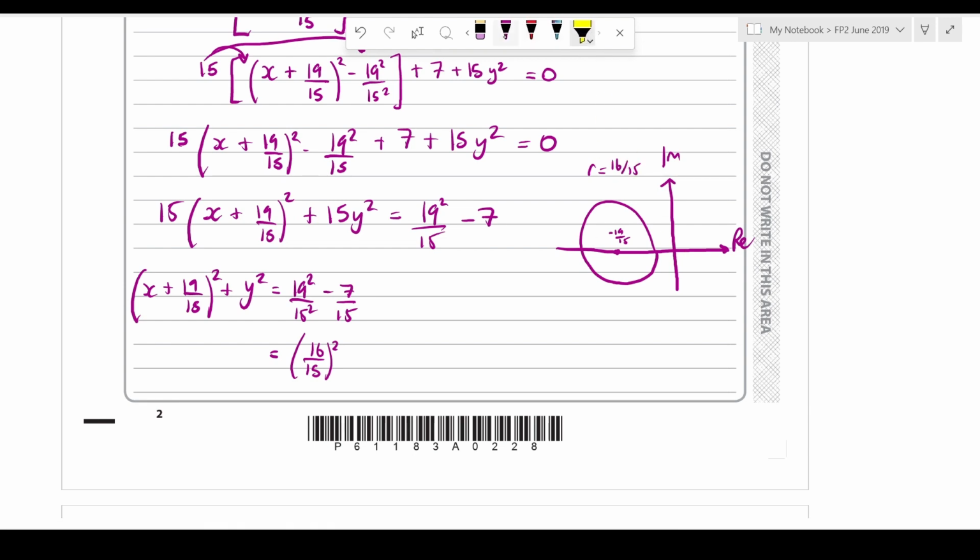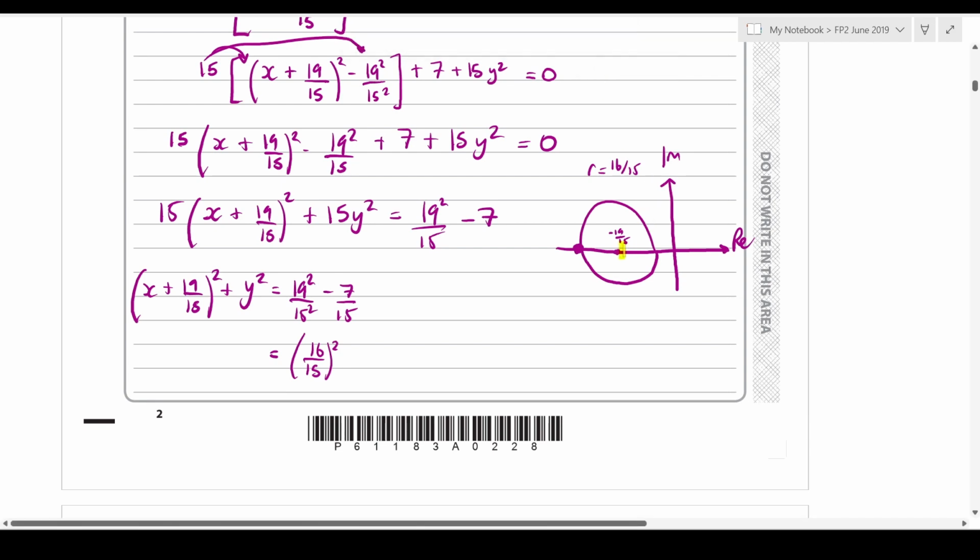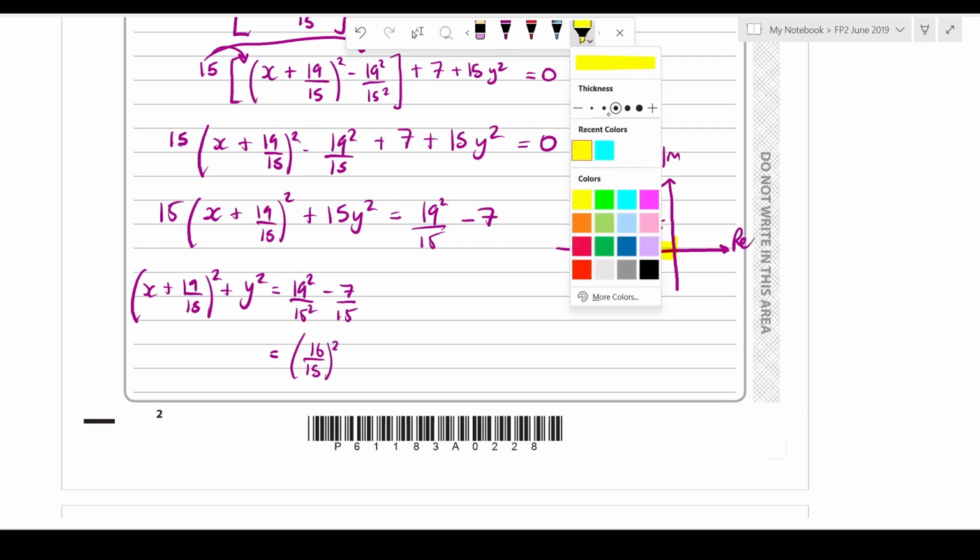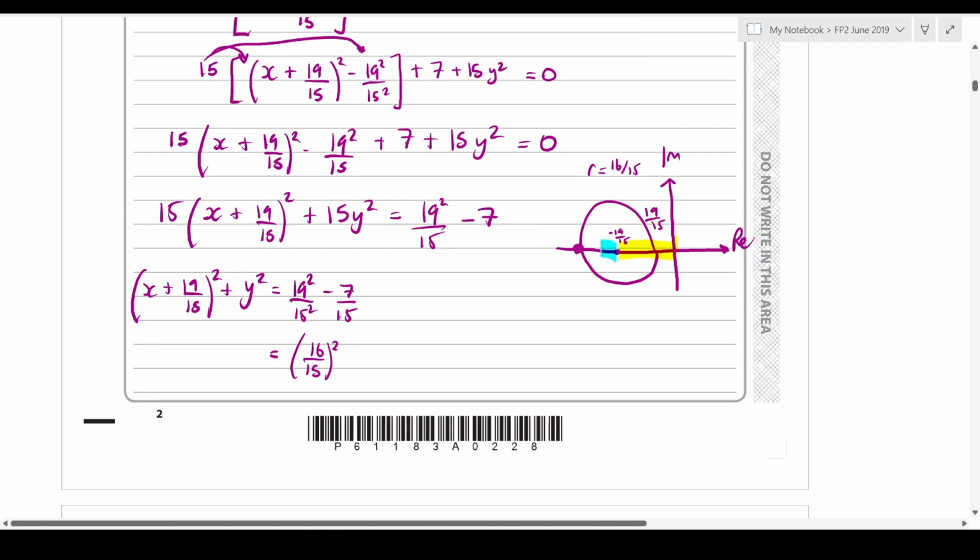So we need to find the maximum value of the modulus of z, that's the maximum distance from the origin, which is going to be at this point here. It's not very well drawn on the diagram because it's not a great circle, but it's going to be there because that's when we get the furthest away. So we can work out the x value. From here to here is 19 out of 15 as a distance, and then the other part that we need, this bit here, is just the radius, which we've just said is 16 out of 15.